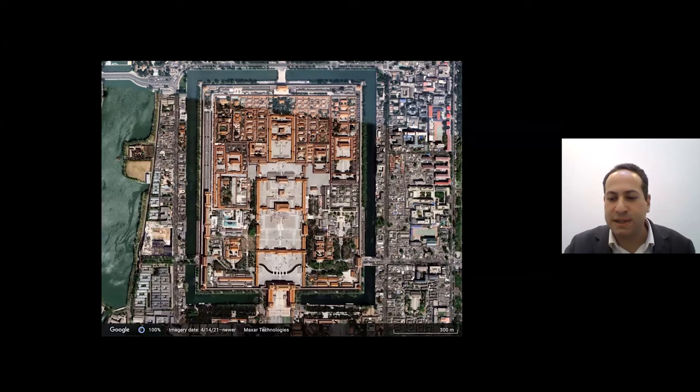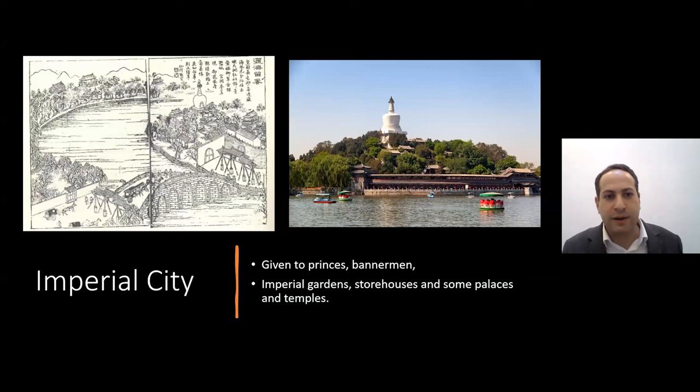There is, moving out of the square, then a slightly bigger square, the imperial city. This is given to the princes and high-ranking bannermen. There's imperial gardens, storehouses, and other palaces and temples you can see there. There's Beihai Park, which has a white Buddhist stupa built by Nepalese craftsmen from the Yuan dynasty. It's still there, you can see it.